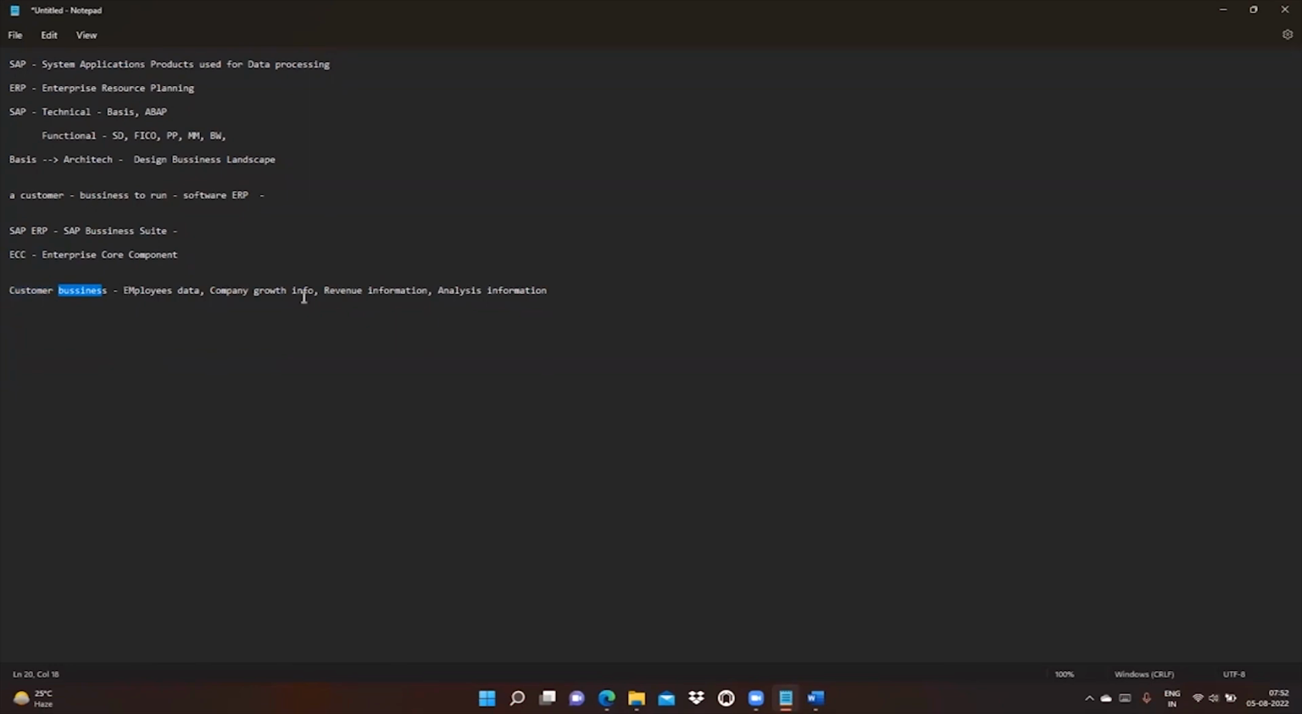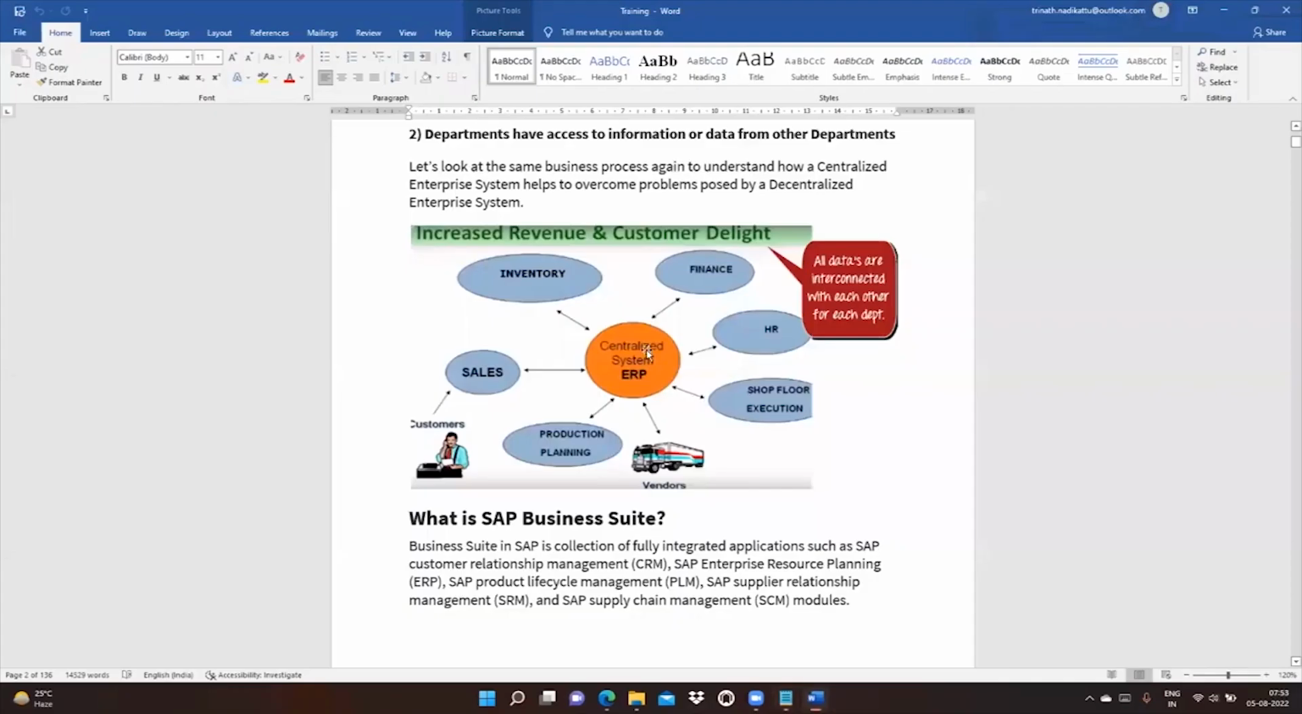All this kind of data and processing will be done by these ERP softwares. These ERP softwares generally process all these types of information. So all this information will be given to ECC. All these departments will be giving the information to the ECC system, and the ECC system will process the data based on each department's requirement.